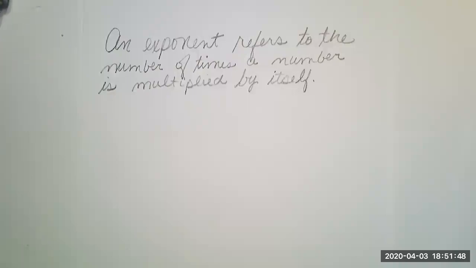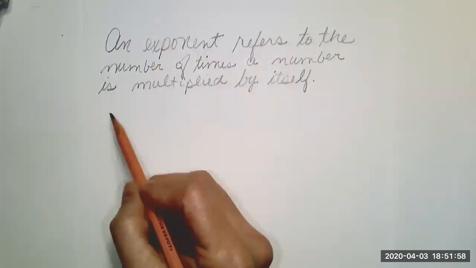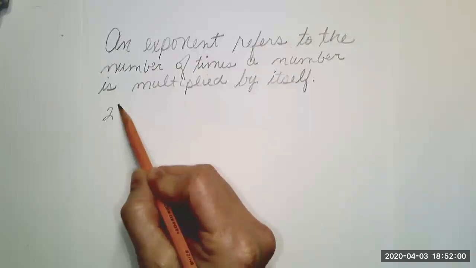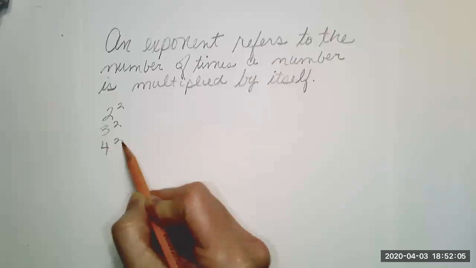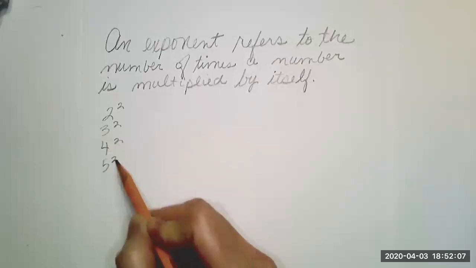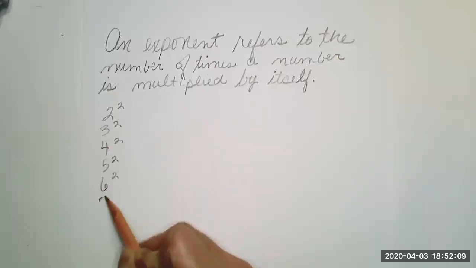We're going to spend a little bit of time today talking about exponents. An exponent refers to the number of times a number is multiplied by itself. Many times they're represented like this. And we're going to go ahead and write these all the way to 12, but they can go on and on and on.